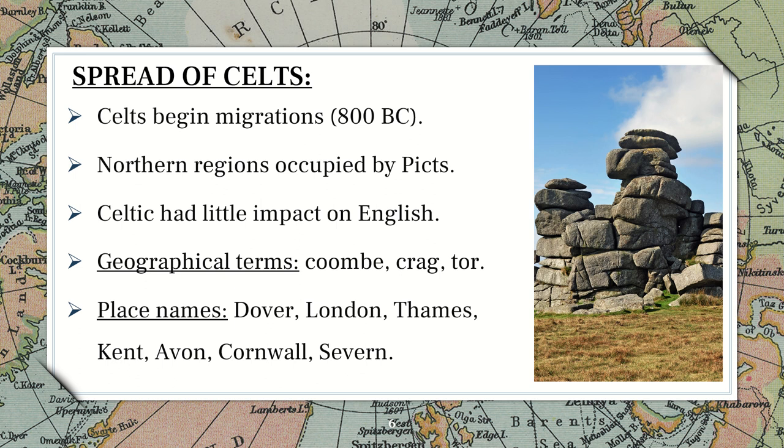Even though the Celts dominated Britain, their language, the Celtic language, had very little impact on English as it is today. Some terms like comb, crag, and tor for rock formations, as well as the word brock for a badger, do exist, but they're not commonly used in standard English. The Celtic language, however, did lend itself to place names such as Dover, London, Thames, York, and so on.